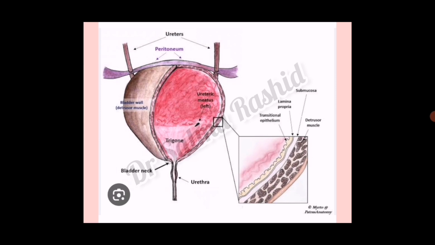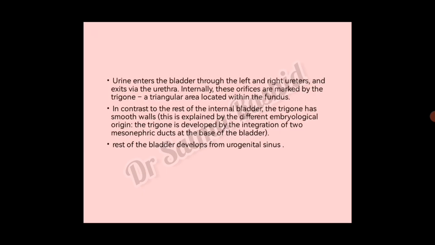Now this is the diagram showing bladder anatomy. Urine enters the bladder through the left and right ureters and exits via the urethra. Internally, these orifices are marked by the trigone, a triangular area located within the fundus. In contrast to the rest of the internal bladder, the trigone has smooth walls. This is explained by the different embryological origin. The trigone is developed by the integration of two mesonephric ducts at the base of the bladder, while the rest of the bladder develops from the urogenital sinus.